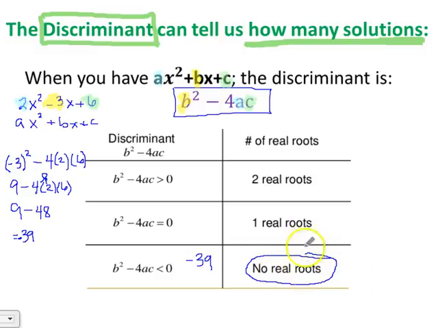Roots really means solutions. Anytime you see roots, that means solutions. So there's not going to be any real solutions to this quadratic equation. And we aren't going to learn in Algebra 1 how to find the non-real roots, so we would stop right there. We wouldn't solve it. I'm going to go on to the next slide, so if you need more time, go ahead and click pause. Otherwise, we're going to move on.